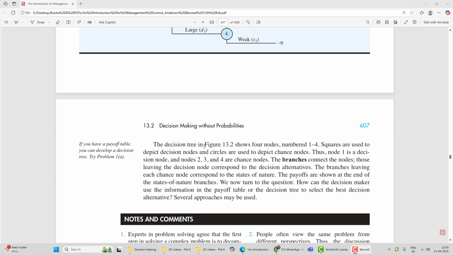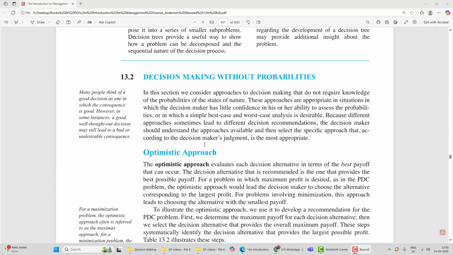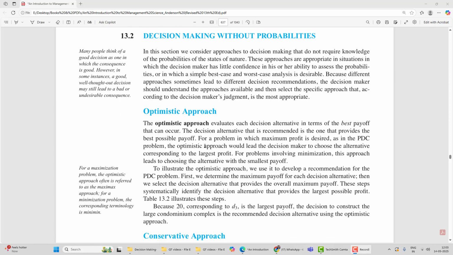Now to find out what will be the solution, there are two approaches. First is the decision making without probabilities. So that is what we are going to see in this video. So under this there are three different approaches. The first one is called the optimistic approach.